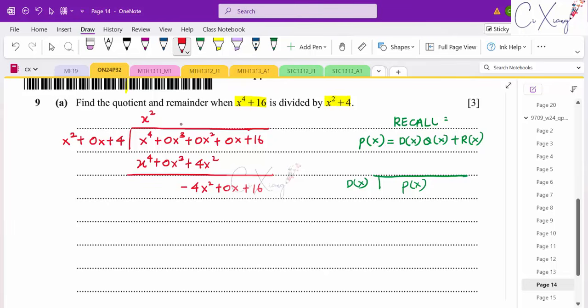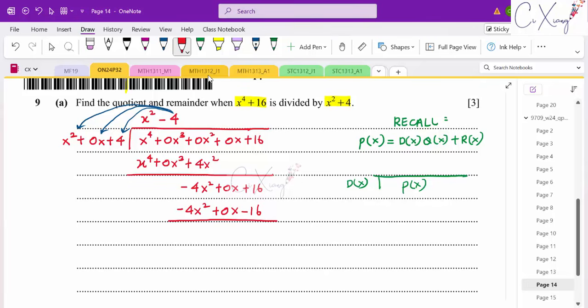Then now you ask yourself again, something multiplied with x squared to get negative 4x squared. So the something here should be negative 4. So negative 4 multiplied with x squared, you get negative 4x squared. Just now I took negative 4 multiplied with the first term, and now you have to take negative 4 multiplied with the second term. So you'll be having 0x as well. Then negative 4 multiplied with the third term, so you're having a negative 16.